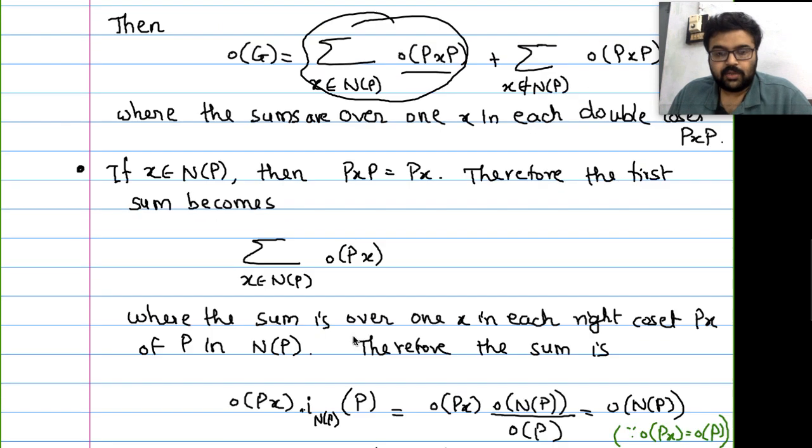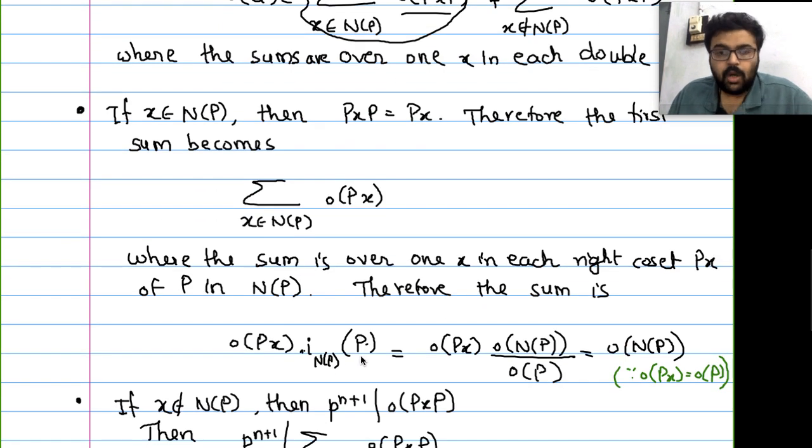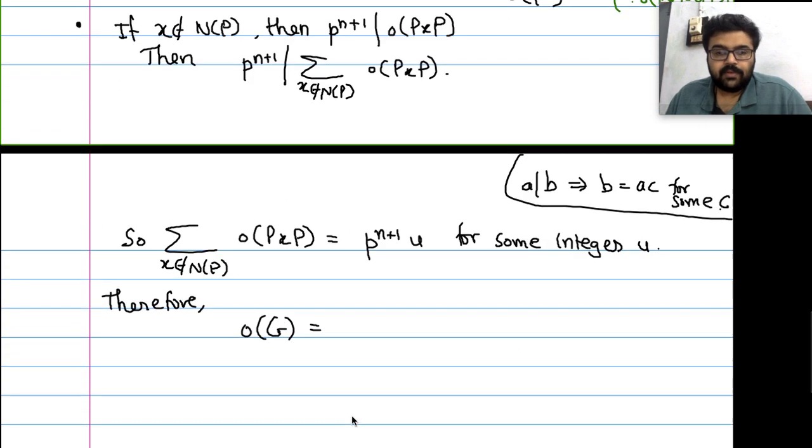So the number of right cosets, that is the index of P in NP, or if you want to write, it is order of G upon order of NP, order of G upon order of P, times order of NP upon order of P. So order of PX times order of NP upon order of P, but order of PX is the same as order of P. So the first sum we got is order of NP.